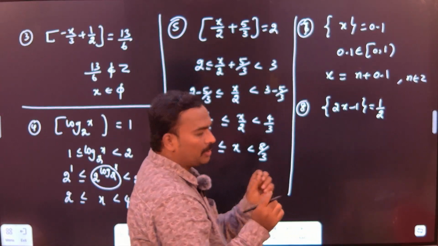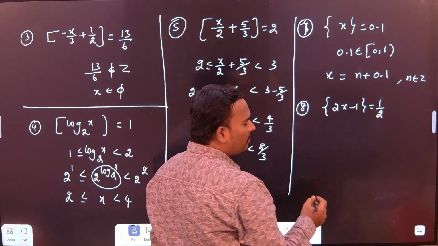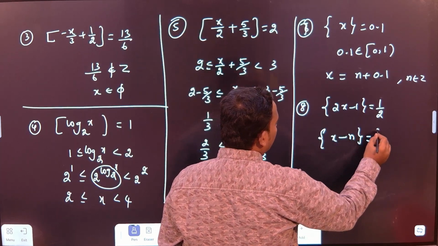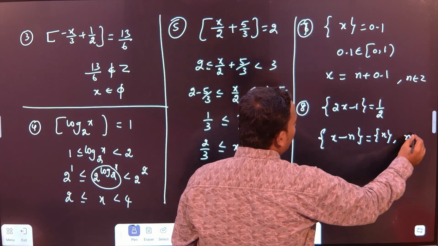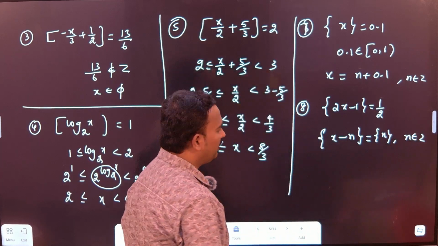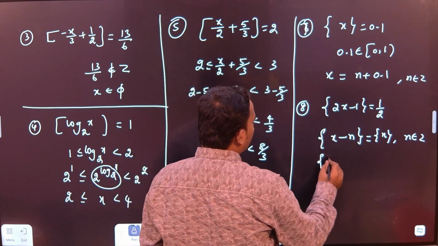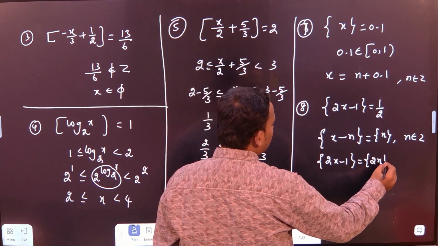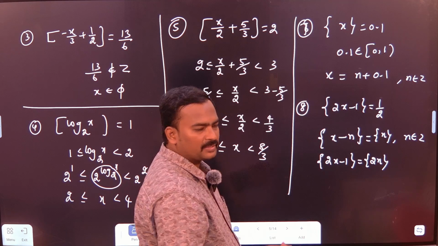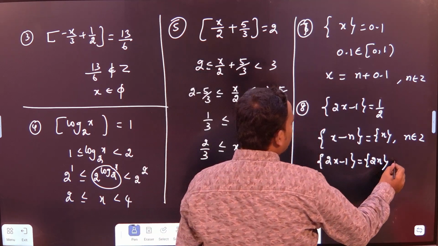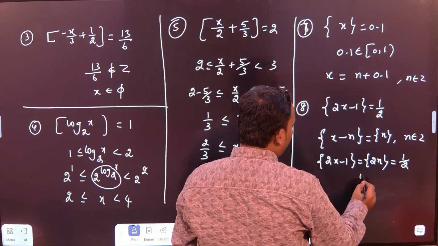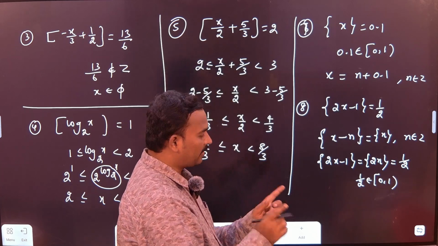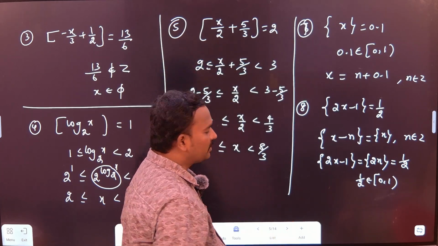Okay, how to do these questions? You can see, by definition, fractional part of x minus n is equal to fractional part of x if n belongs to integer, right? You already know that. We discussed it. Therefore, fractional part of 2x minus 1 is equal to fractional part of 2x because 1 belongs to integer. So this is equal to 1 by 2. So 1 by 2 belongs to 0 to 1, so it lies in this interval. Therefore, you can find the solutions.